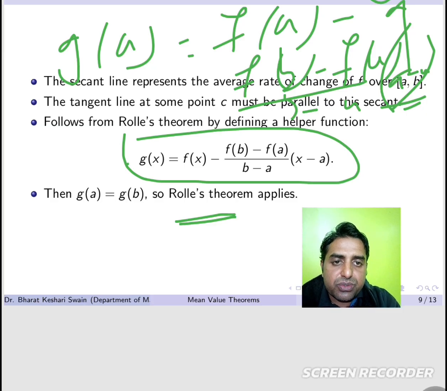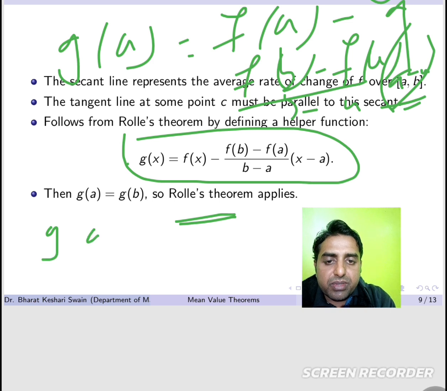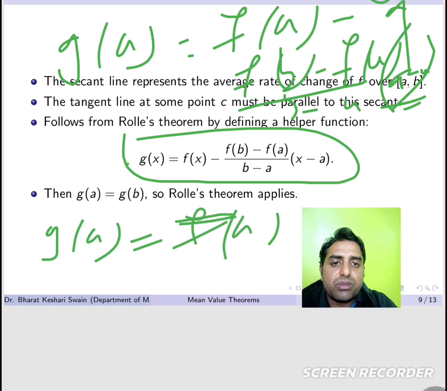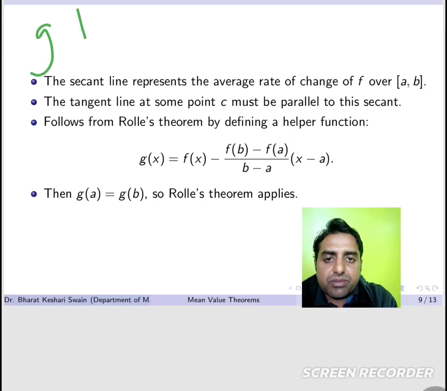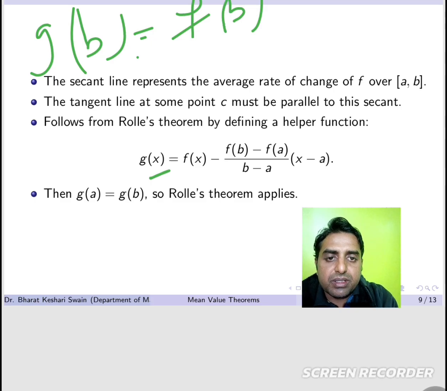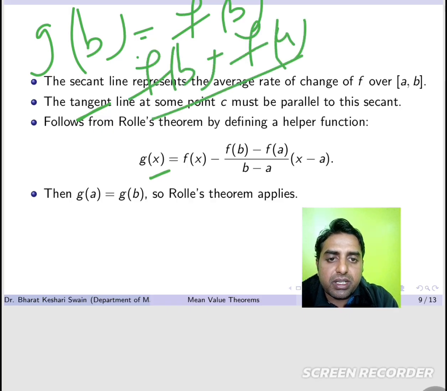So if it is 0, then only g of a will be equal to f of a. So the value of g of a equals f of a. Now again find g of b. G of b will be what? In place of x, just put b. So it will be f of b, minus f of b minus f of a divided by b minus a, into b minus a.